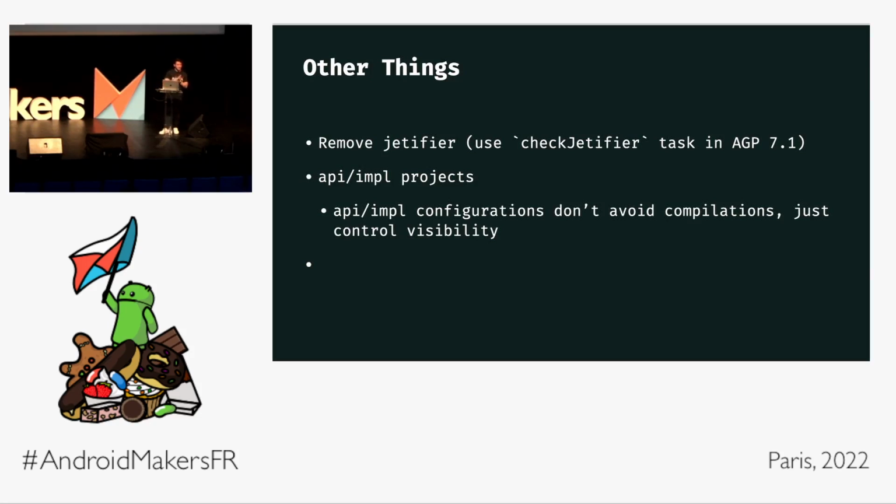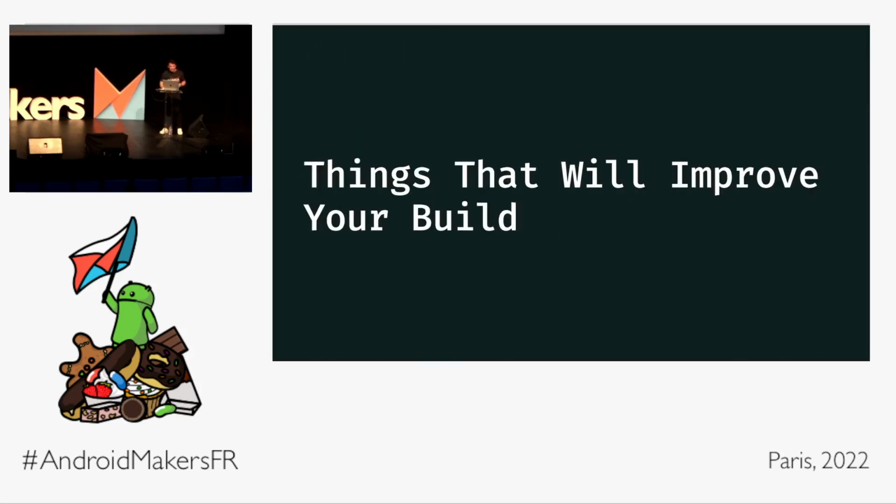Using API and implementation projects is really handy. This is different than API and implementation configurations. Those just hide visibility, but it doesn't hide it from, say, recompiling or from your class path. API and implementation projects break that dependency entirely, rather than trusting Gradle or Kotlin to figure out whether or not it needs to rerun. And finally, things that will keep your build fast.